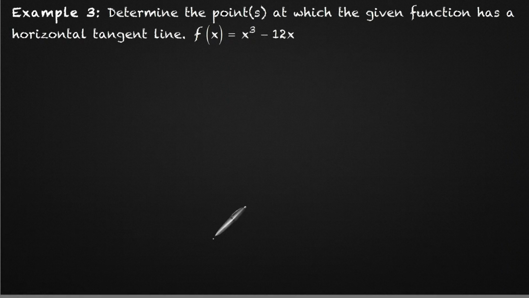Okay, example 3. Determine the point or points at which the given function has a horizontal tangent line. Okay, so let's see if we can interpret what they're asking here. A horizontal tangent line would be a tangent line you draw to the curve that's horizontal. So that would mean that the slope of this line would be 0.